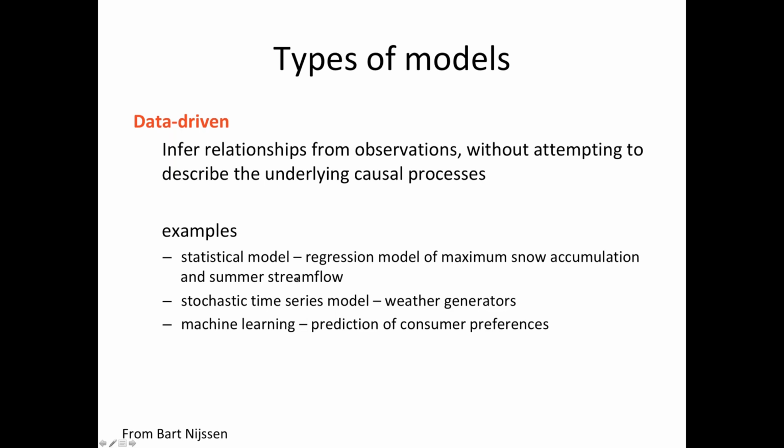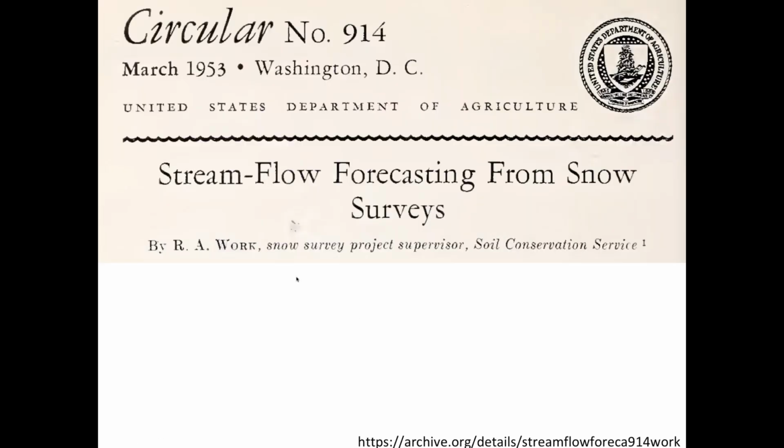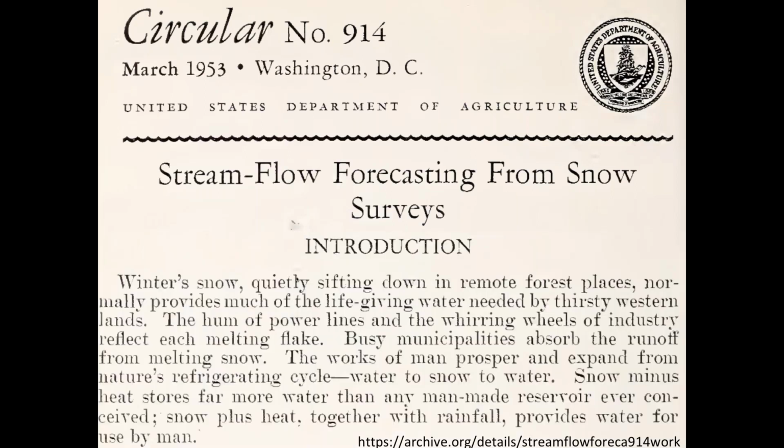So for our snow model, this is a great paper that Bart found from 1953. This is from the United States Department of Agriculture, stream flow forecasting from snow surveys. And I really love the way they write because it reads like poetry.